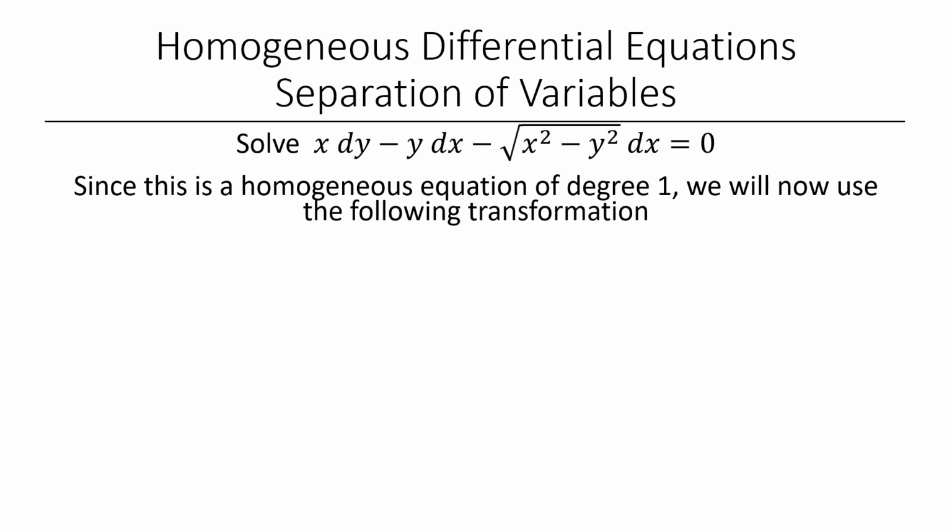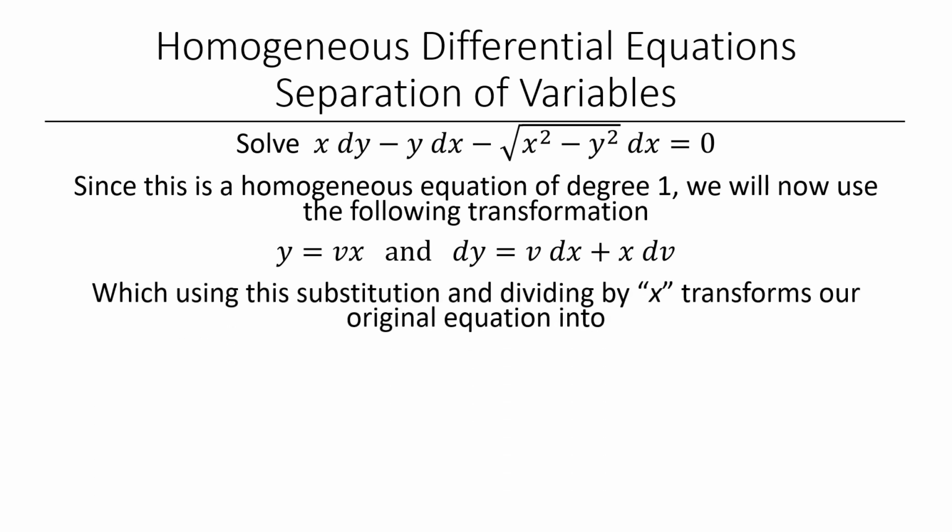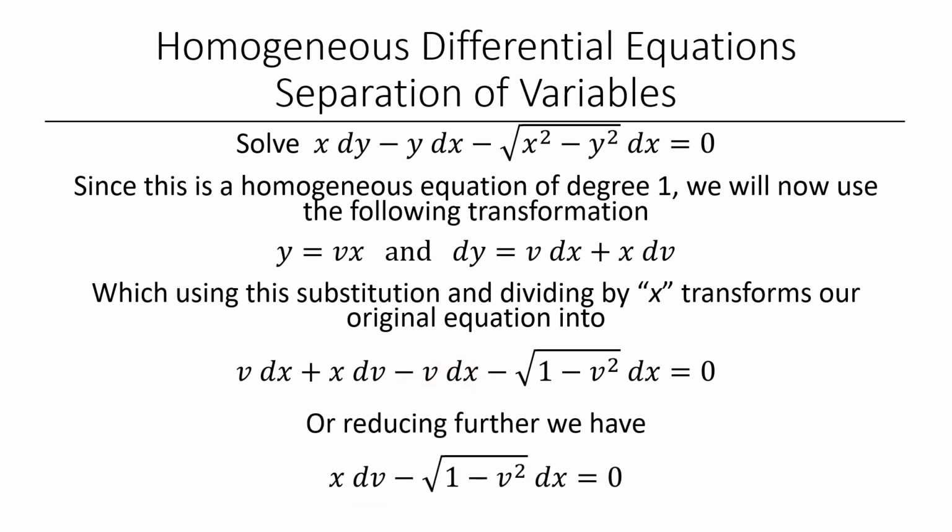So since this is a homogeneous equation of degree 1, we'll now use the standard transformation where we'll let y equal vx, which means that our dy from the chain rule will be v dx plus x dv. So when we do this, we can substitute this in, and then for simplicity, we're going to divide through by x, and this will transform our equation then into v dx plus x dv minus v dx minus the square root of 1 minus v squared dx. But we see right away that we have a plus v dx and a minus v dx, so we can reduce this a little bit further to x dv minus square root of 1 minus v squared dx equals 0.